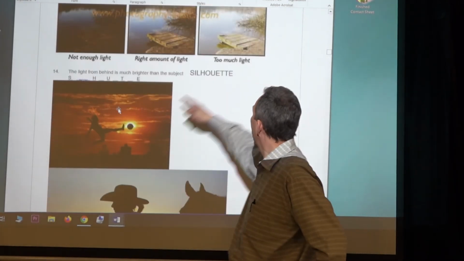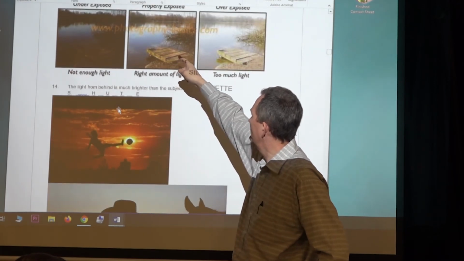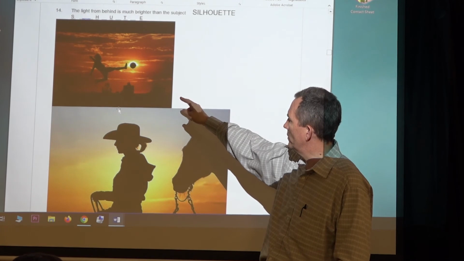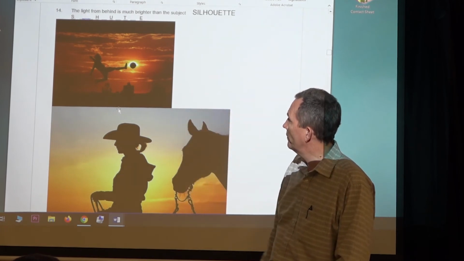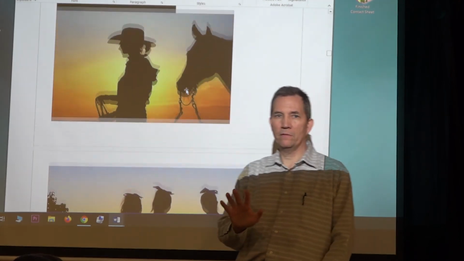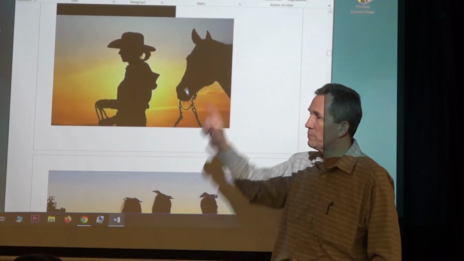Not enough light, too much light, just right. And then the hard one to get in automatic mode, and we may not even try to shoot those until we learn manual mode: silhouette. That's a tough one to spell. Wait, we are in it. Stop right now. Okay, you got it off the screen, just perfect.